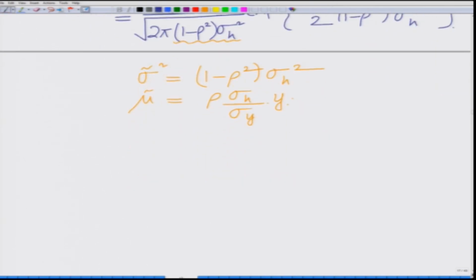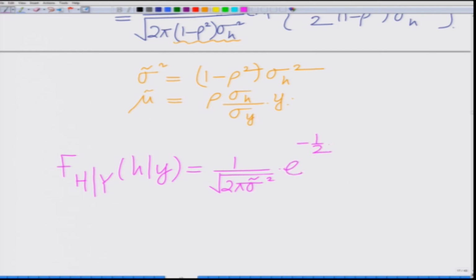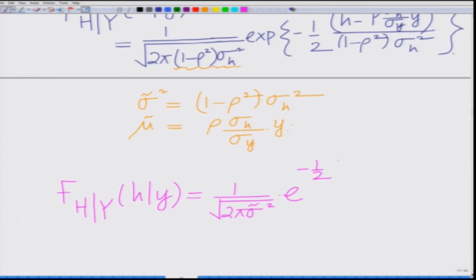And now, you can see something very interesting. If I write this conditional probability density function, f of h given y, what you are going to observe is something very simple: 1 over square root 2 pi sigma tilde square, e raised to minus half, h minus mu tilde whole square divided by sigma tilde square. And now, if you look at this, you will realize that this is a Gaussian distribution with mean mu tilde and variance sigma tilde square, and that is the interesting aspect of this.